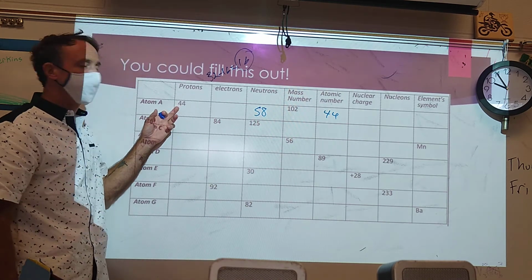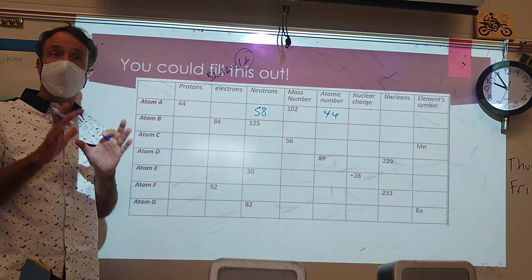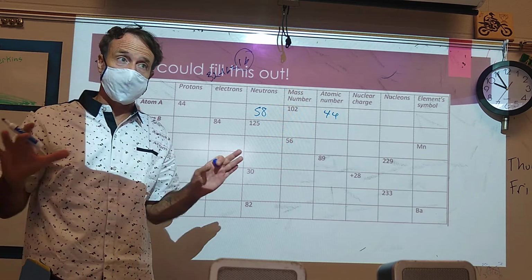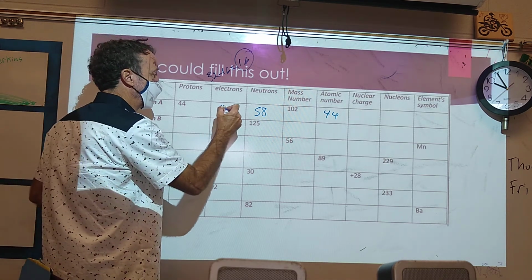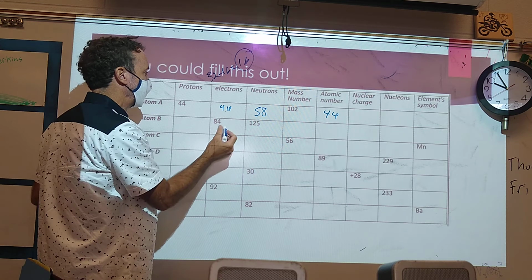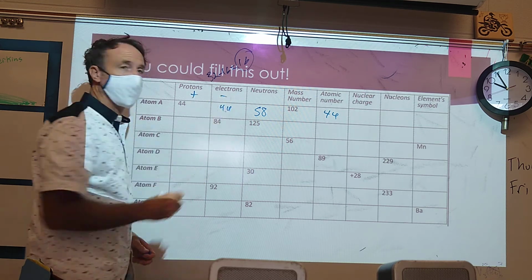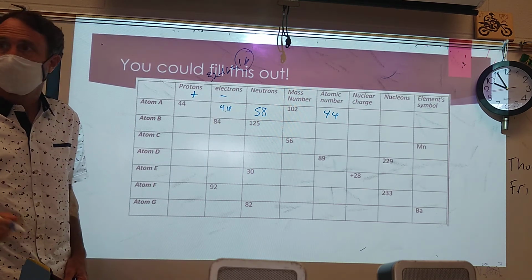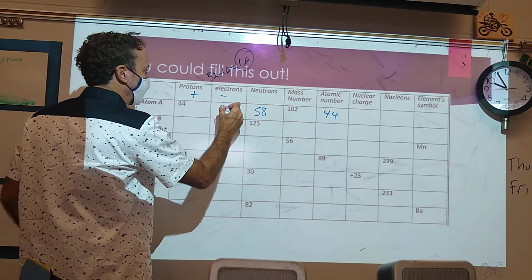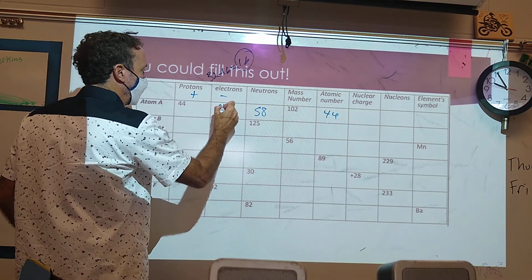Now, if we have 44 protons and the atom is electrically neutral, then we have to have 44 electrons. These two numbers have to be the same, because these are positive, these are negative. Does that make sense? Right? So 44, got to have a 44 here.